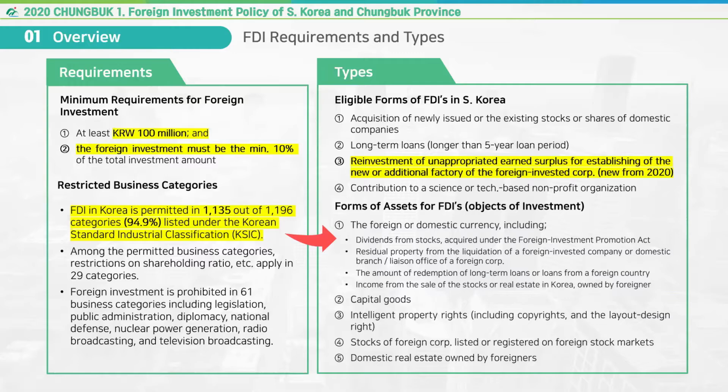And the assets recognized as foreign investments are tangible assets such as Korean currency or foreign currency cash, capital goods, stakes of foreign companies listed on foreign stock markets, and domestic real estate owned by foreigners. In addition, intangible assets such as intellectual property rights, such as patents and process technologies, are included in investment assets. Investment assets, except cash, should go through an asset value evaluation process by an authorized monetary valuation agency.